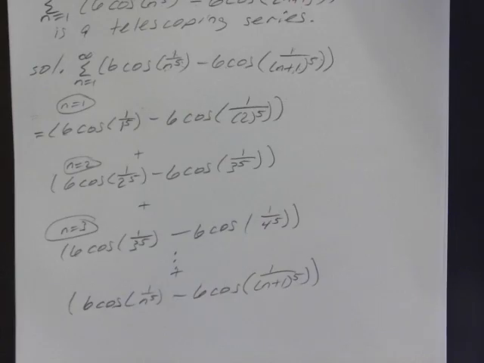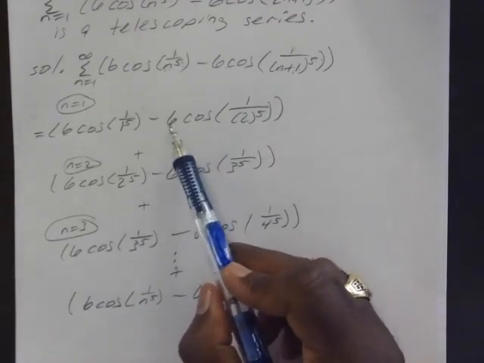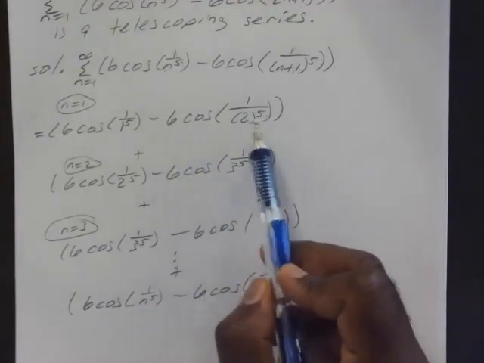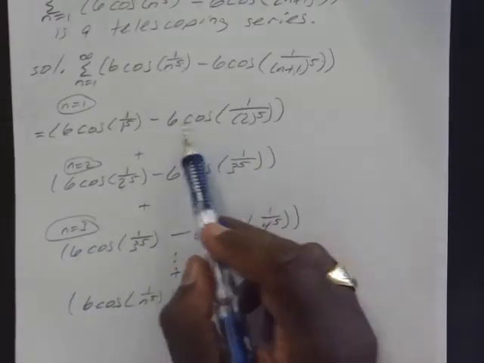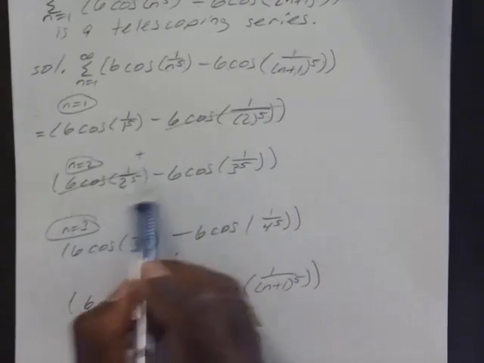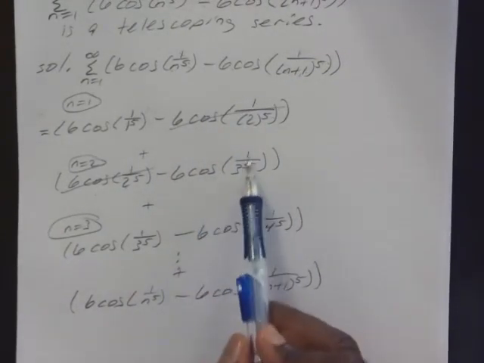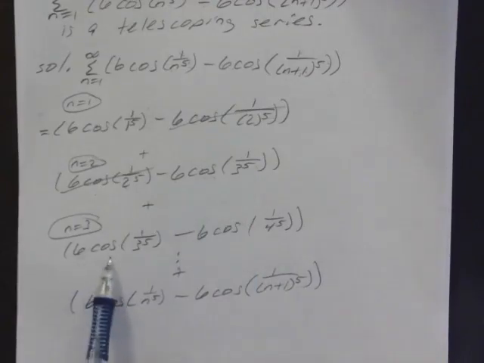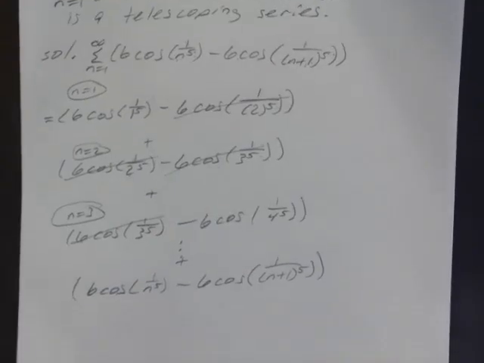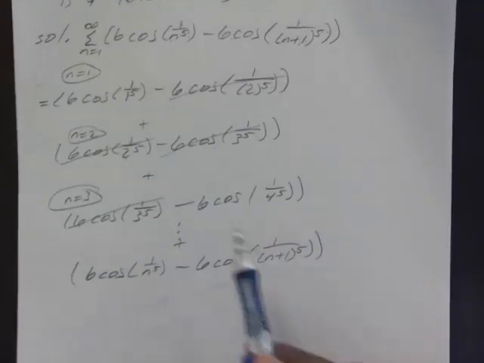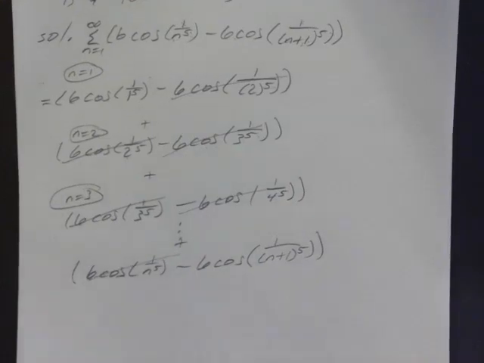Okay, so if you see the pattern, we have negative cosine of 1 over 2 to the 5th power and cosine of 1 over 2 to the 5th power, times 6. So those two cancel out. We have negative 6 times cosine of 1 over 3 to the 5th and positive 6 times cosine of 1 over 3 to the 5th. So those two cancel out. So we can see it's going to keep going in that pattern where it's just going to keep canceling out. Eventually, this is going to cancel out.